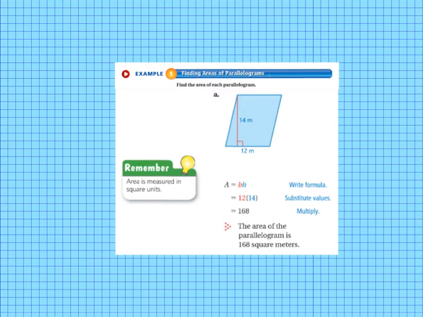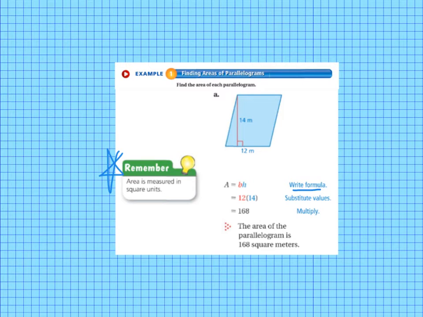Example 1, finding the areas of parallelograms. We're going to find the area of each parallelogram. So we're looking at example 1a, and we need to remember that area is measured in square units. So a linear unit would be something like 14 meters and 12 meters. Square units is what you get when you multiply two of those together. You get square meters.